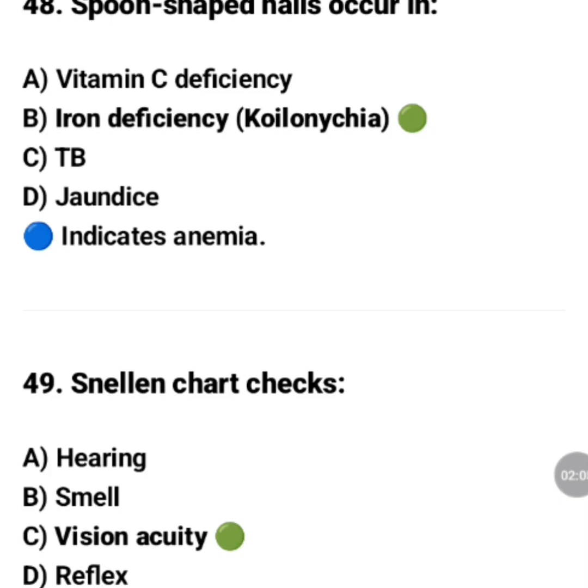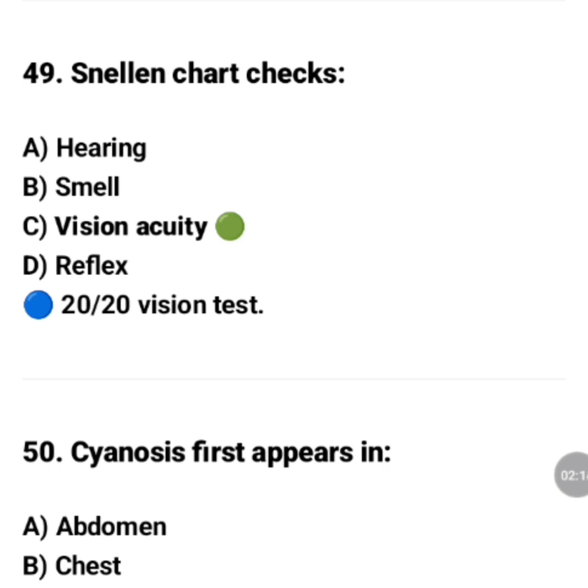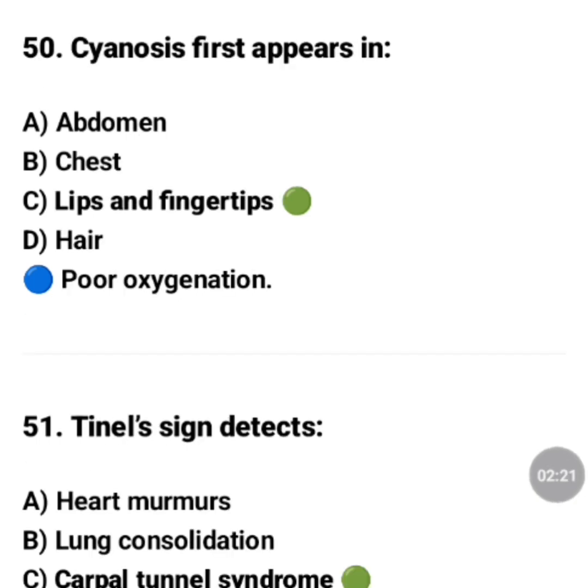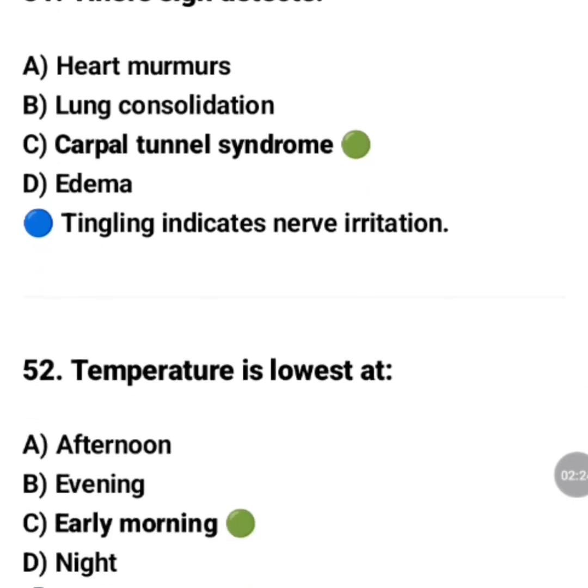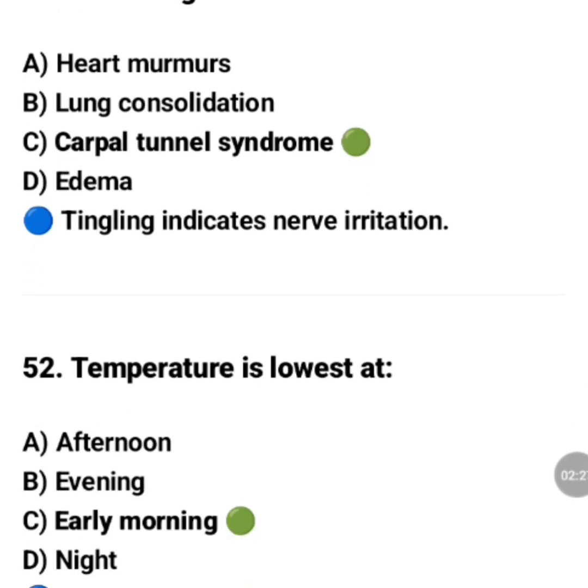Spoon-shaped nails occur in iron deficiency. The correct answer is iron deficiency, which indicates anemia. Snellen charts check the correct answer, option C, visual acuity. Cyanosis first appears in the correct answer, option C, lips and fingers. Tinel sign detects the correct answer, option C, carpal tunnel syndrome.